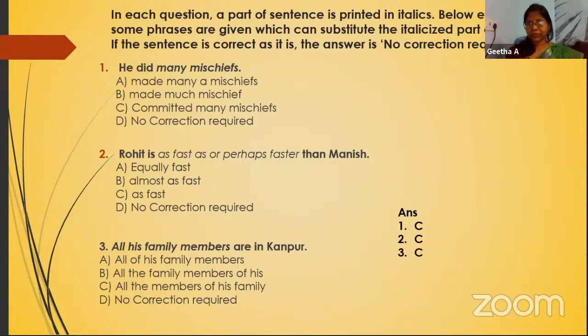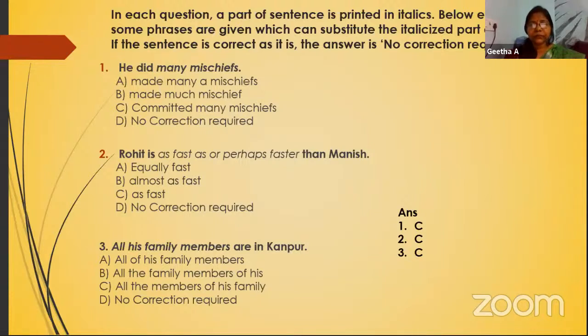Yes, all are C's. So "he did many mischiefs": instead of that, you have to say he committed many mischiefs. That's correct. Most of you have said that as right. And "Rohit is as fast or perhaps faster than Manish" should be the answer, because when you say "as fast as", immediately a noun should come there. As fast as something should be there. Since that is not there, you have to say as fast or perhaps faster than Manish.